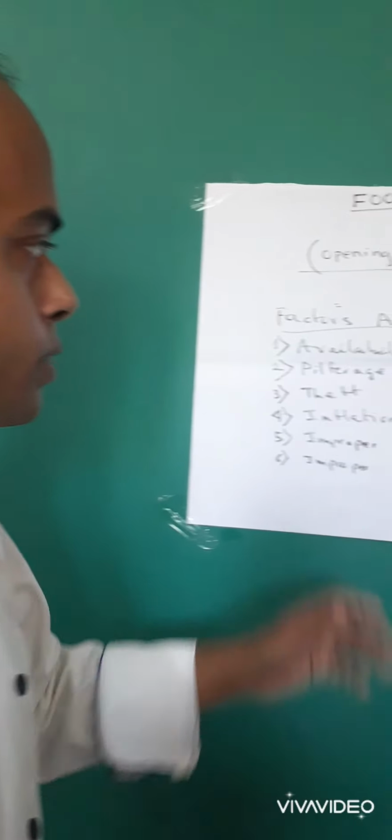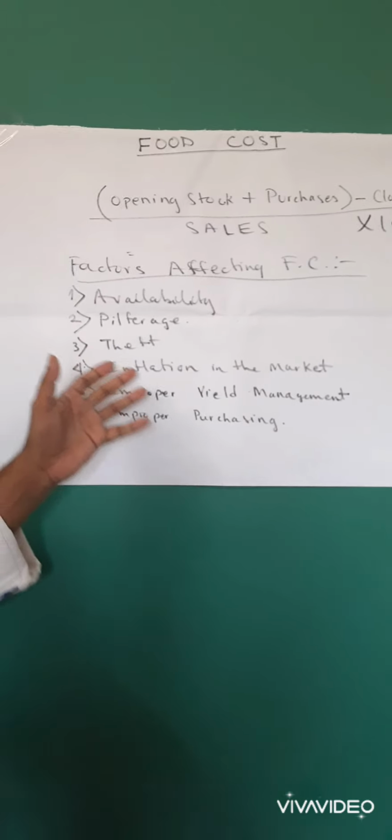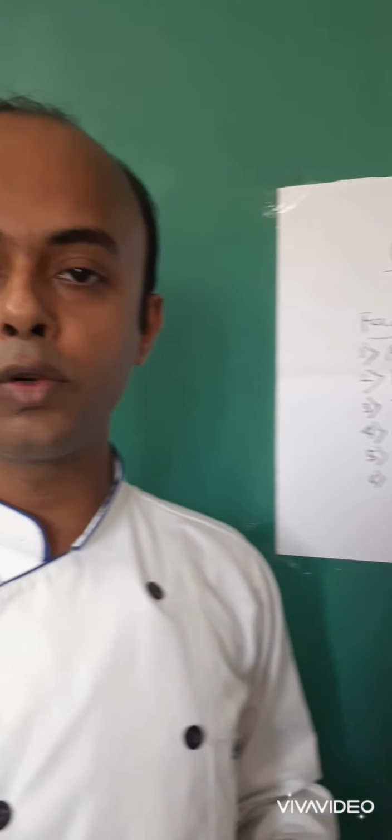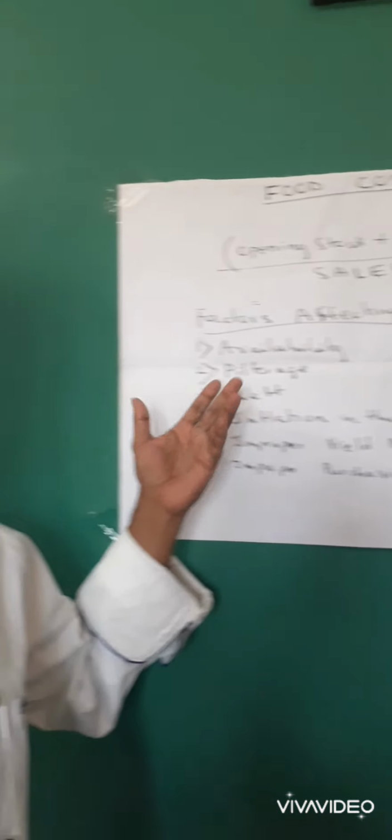If it goes way beyond that, then you are on the verge of going into a loss. And what are the factors which affect food cost? We have spoken about that. Whenever we are getting ingredients, we will try our best not to import. We'll try to see that they are locally available, as close to our premises as possible. Other than that, we have to take care of pilferage and theft, and keep an eye that our staff is not doing something like that.